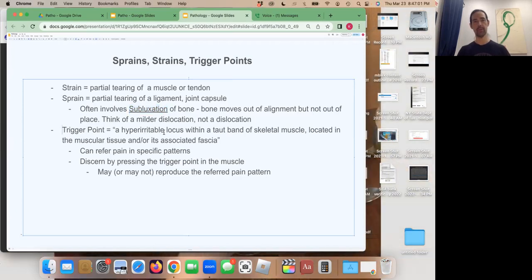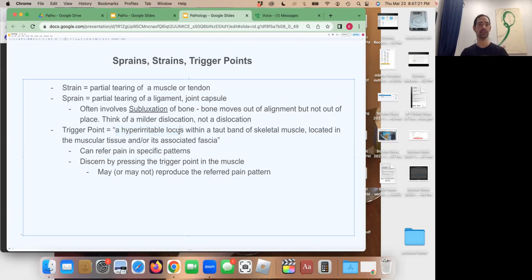Okay, the trigger point. When you see the word trigger point on the MBLEx, I want you to think hyperirritable. Hyperirritable. I see that word more than once on the AMTA. I haven't taken all the FSMTB practice test. I haven't finished that test, so we'll see if it's there too. I'll bet it is. So a hyperirritable locus.